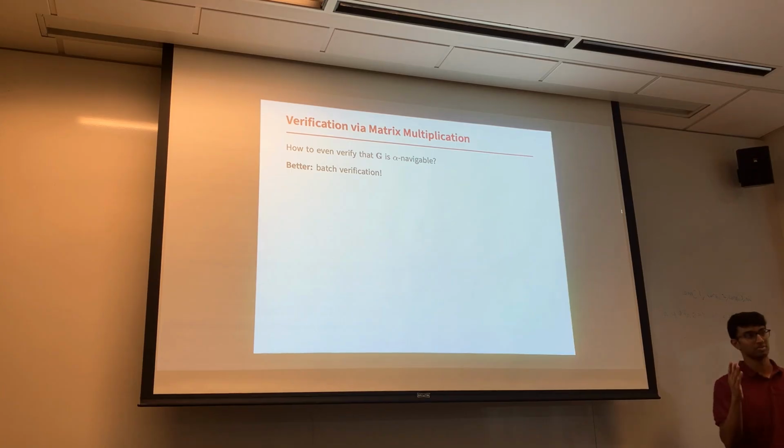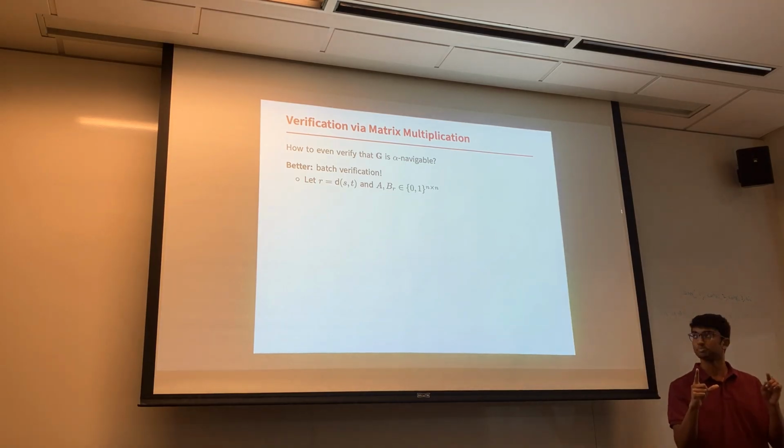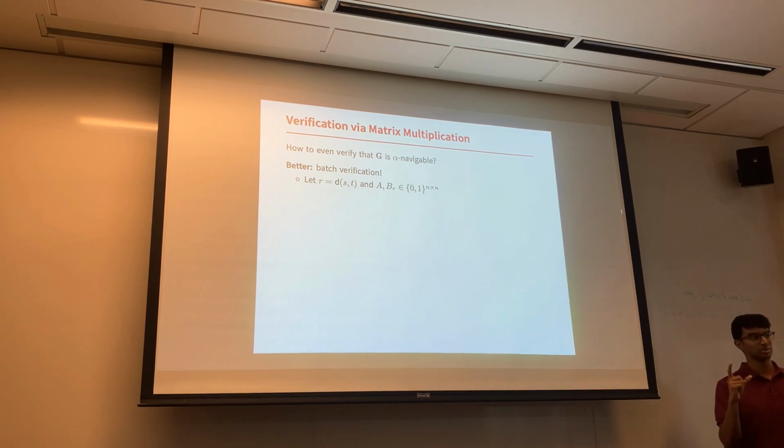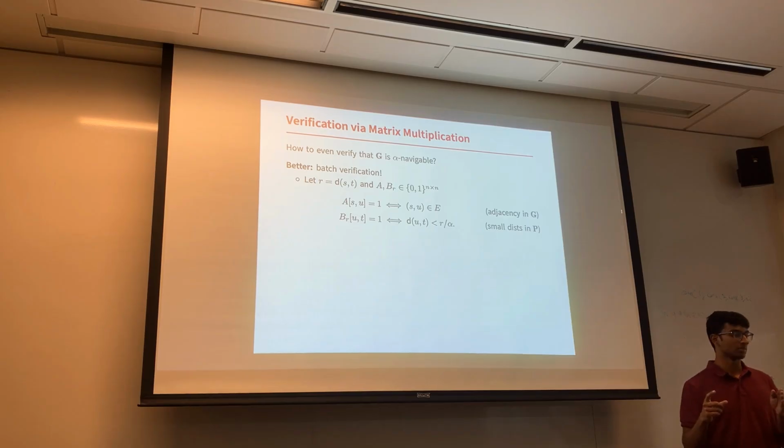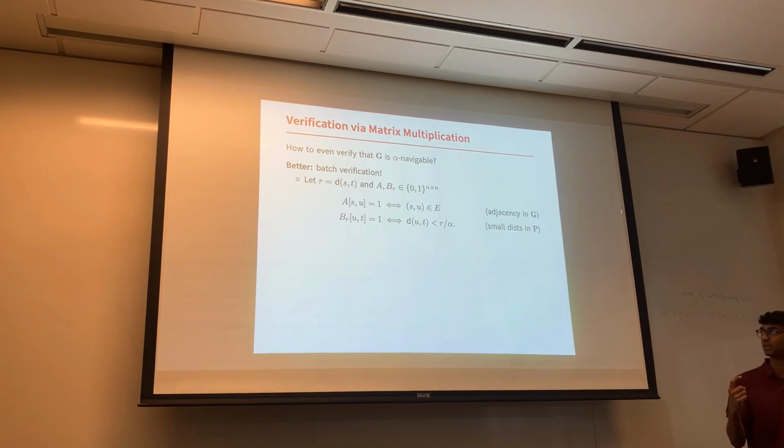So it turns out that we can actually verify these navigability constraints in bulk. And the way we'll do that is, let's take a particular source and target whose distances are... We're going to draw two n by n matrices. One's called A and one's called B sub R. A will be nothing but the adjacency matrix of our graph. B sub R will be nothing but the indicator matrix of all the small distances in our point set.